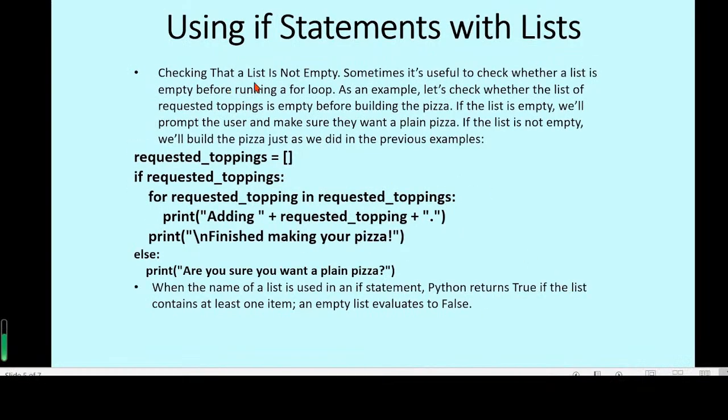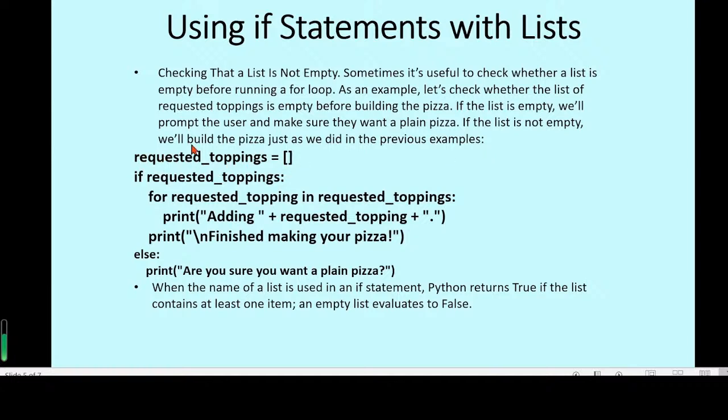And checking that a list is not empty. Sometimes it's useful to check whether a list is empty before running a for loop. So as an example, let's check whether the list of request toppings is empty before building the pizza. If the list is empty, we will prompt the user and make sure they want a plain pizza. If the list is not empty, we will build the pizza just as we did in the previous examples.